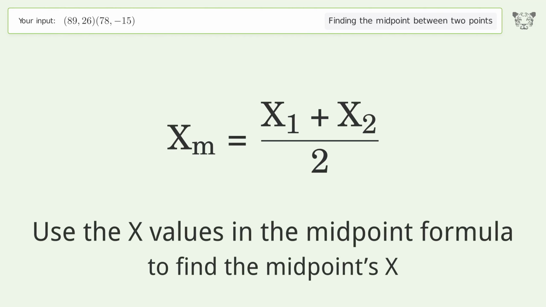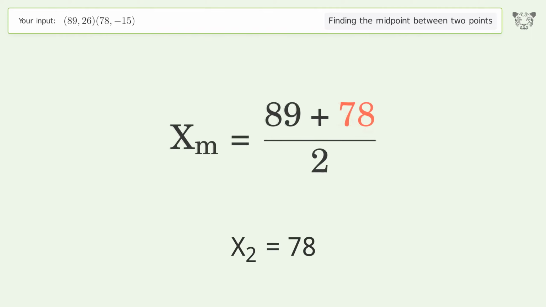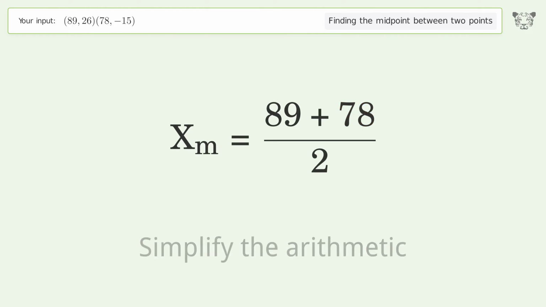Use the x values in the midpoint formula to find the midpoint's x. x1 equals 89. x2 equals 78. Simplify the arithmetic.